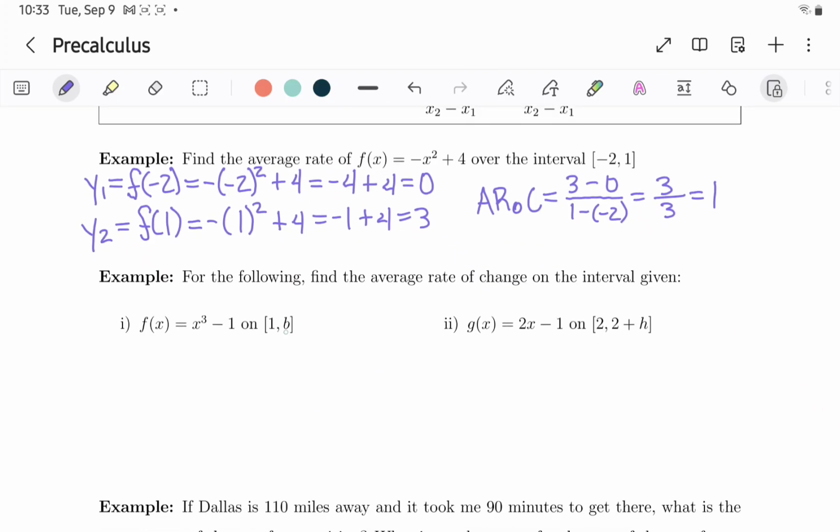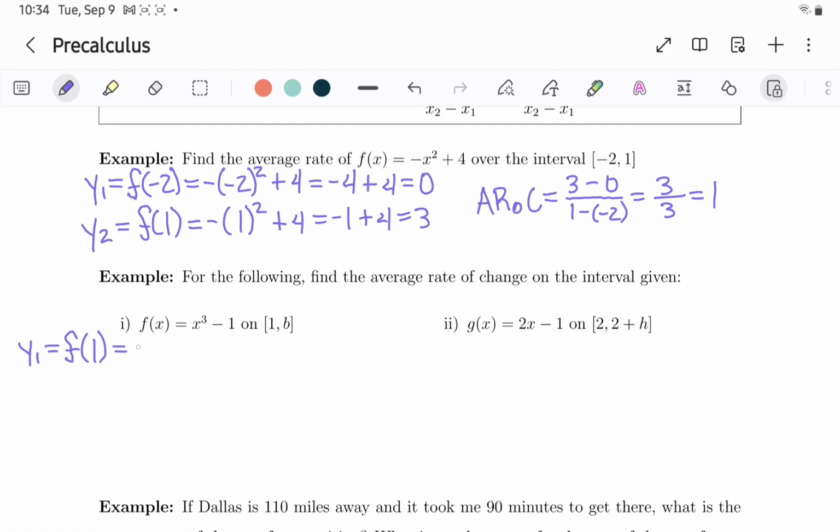So here our right endpoint of our interval isn't an actual number. It's just like an abstract value, which is perfectly fine. So we want to find our y sub 1 and our y sub 2 here. So y sub 1 is going to equal f of x sub 1, and here x sub 1 is going to be 1.